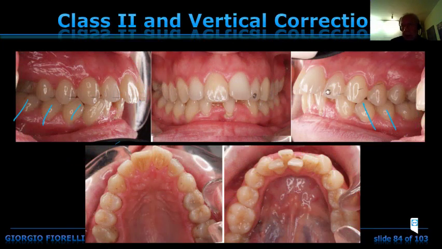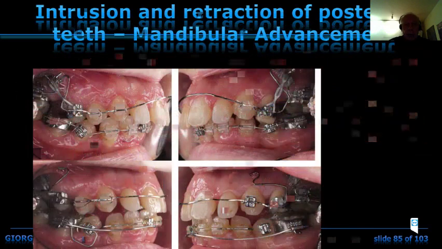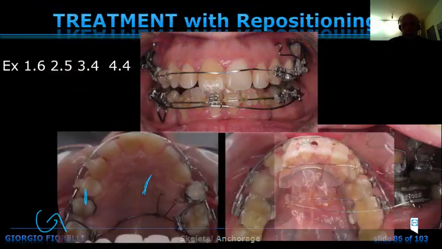Remember that at the beginning, sorry I didn't stress this, but look how these teeth are all mesially inclined. In fact, this patient was not in class 2. Look, molar class 1, canine almost class 1. The problem is that it's a skeletal class 2, high angle. The real problem is that one, it's not really the teeth.